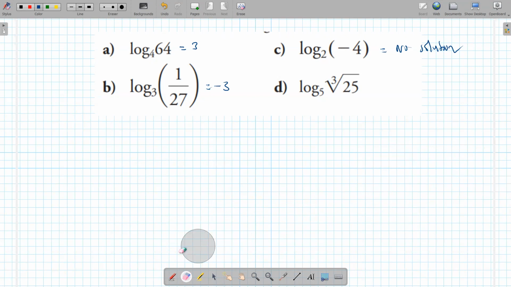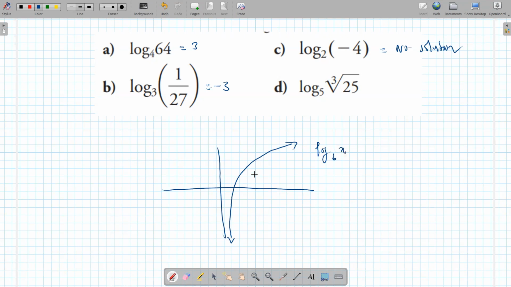In fact, here, let me draw you a sketch of log of x. It doesn't matter what the base is, okay? Log of x looks like this. So let's say log base b of x. They all look like this. If the base is different, then it's going to increase slightly higher or slightly lower. That's the difference depending on what the base is.